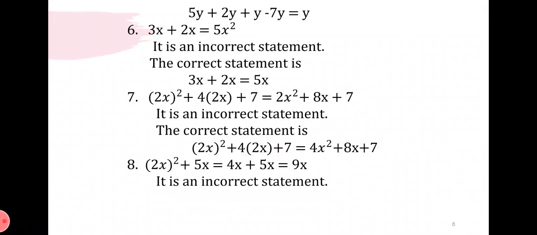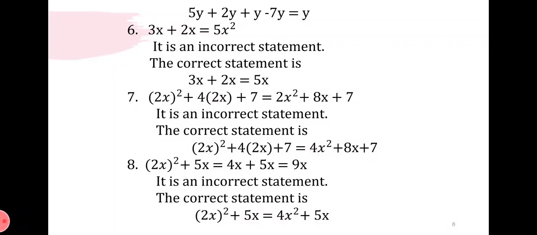So it is an incorrect statement, and the correct statement is 2x whole square plus 5x equal to 4x square plus 5x. Further you cannot add because both are unlike terms. Though they have the variable x in both the terms, one term has x square and the other term has x with power 1 only. So these are unlike terms which we cannot add further.